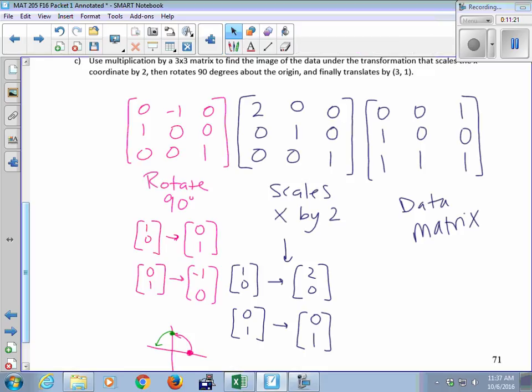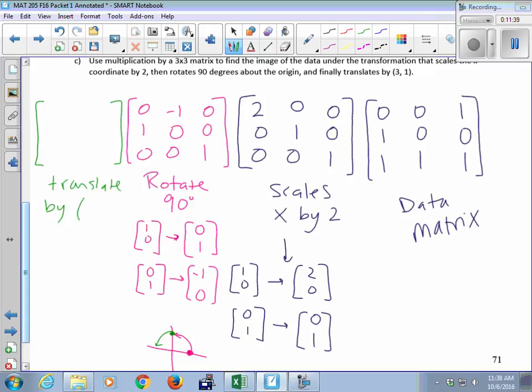All right, and then the last thing I'm supposed to do is translate by 3, 1. So I have a 3 by 3 matrix. These are all 3 by 3 matrices. And the rule for the translate, right 3 and up 1, was you put in 1s in the diagonal. There's 0s everywhere except for those last 2 spots in the third column. And those are where you translate. Put 3, 1.